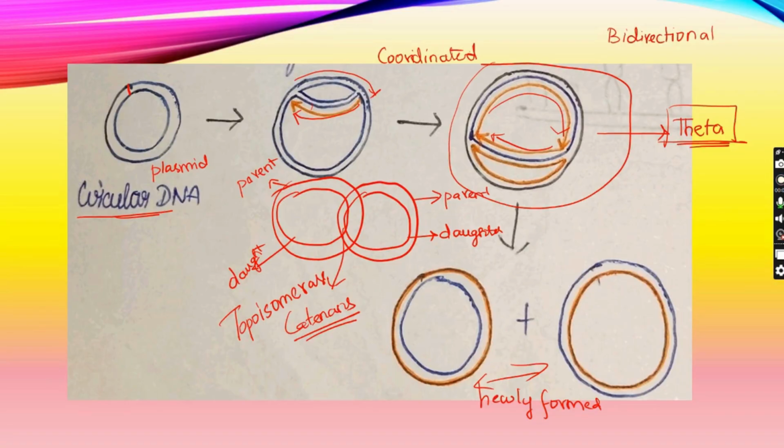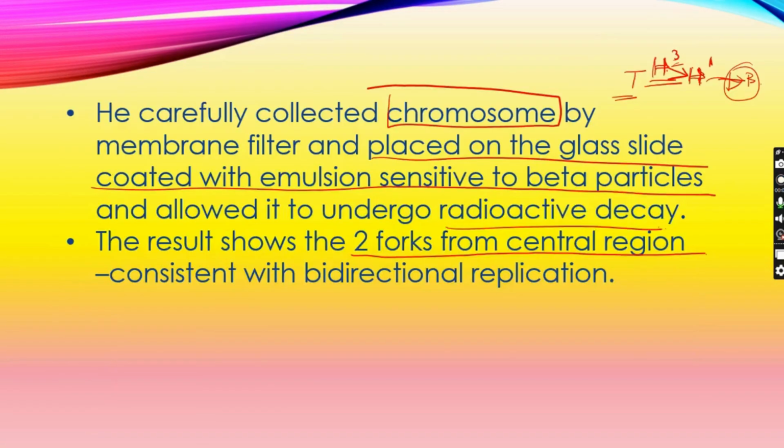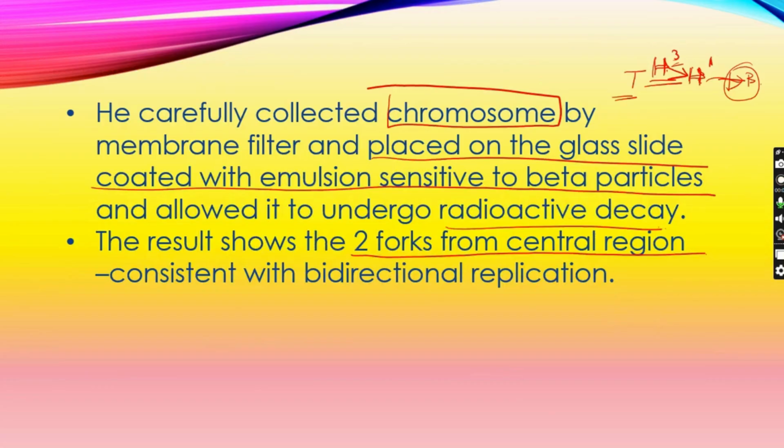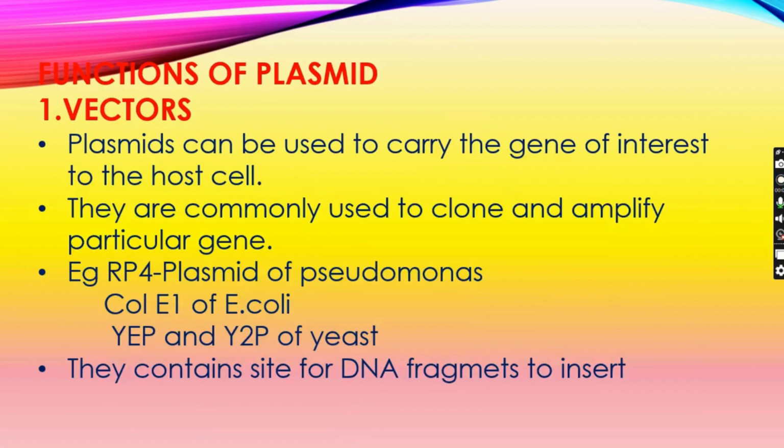That's what was visualized in these studies. This is the bidirectional replication of plasmid. So next we are going to see the function of plasmid. Plasmid is used in many ways in genetic therapies and genetic technologies. It is used as a vector.